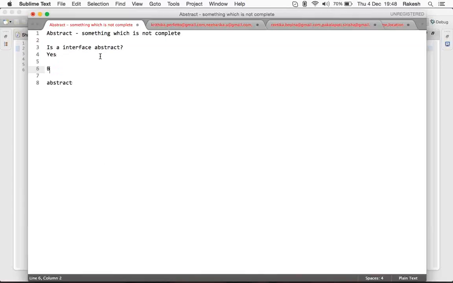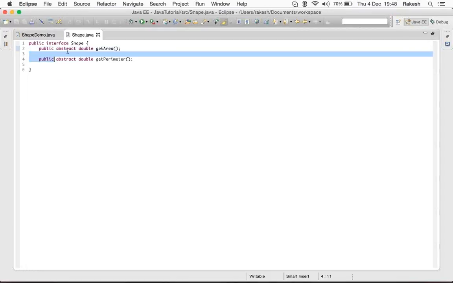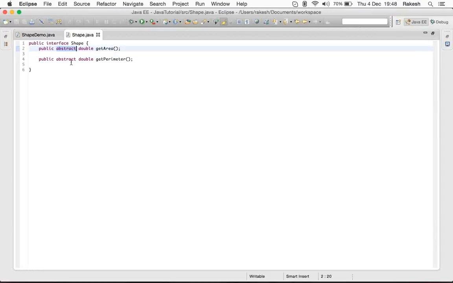Again, this is an interview question. By default, every method in an interface is public abstract. Okay. Does it make sense? Why is a method abstract? Why is an interface method abstract? Does it make sense now? Okay.